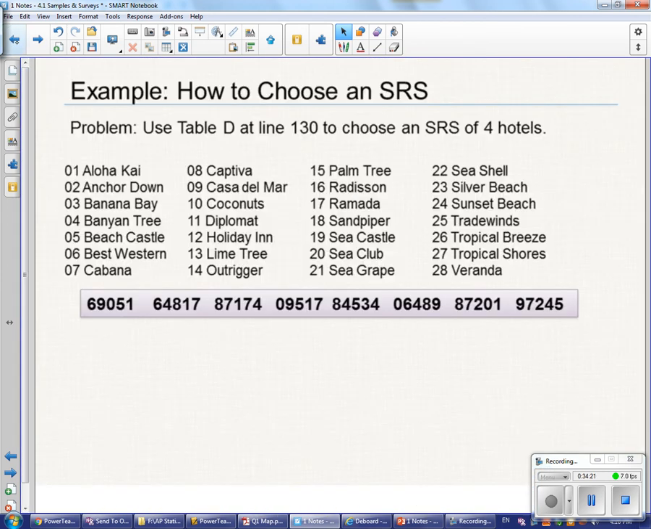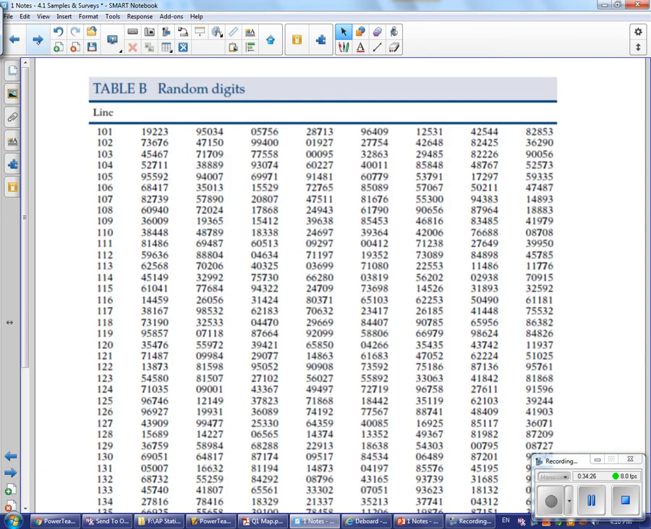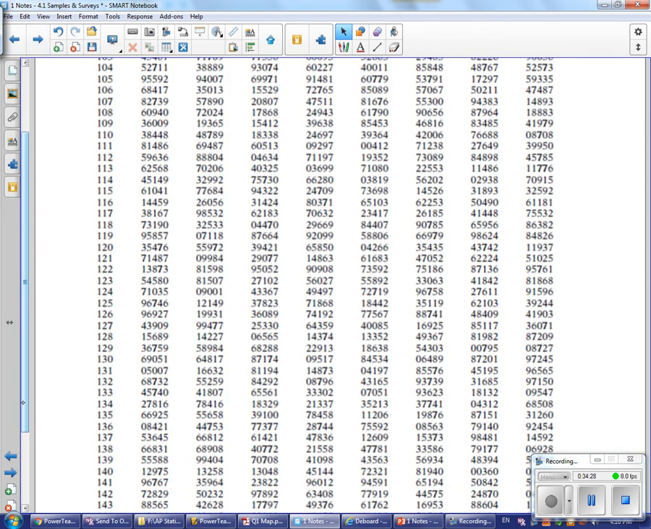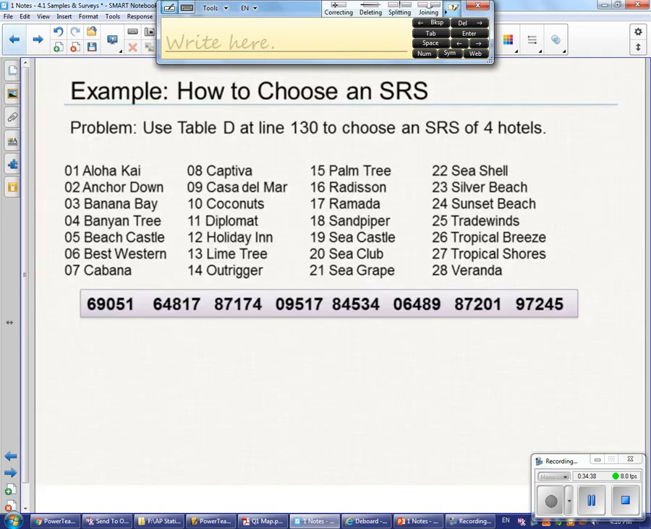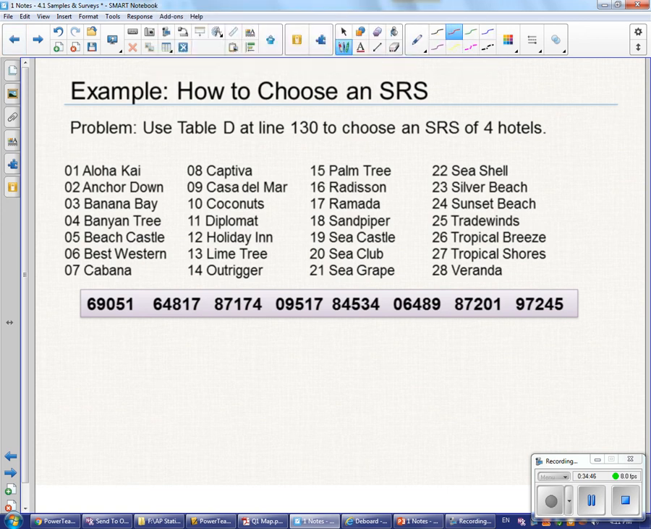And so we're given instructions to begin at line 130. So if I look at line 130 on my paper, you can see it starts just like this, 69051. All I did is just transfer the numbers onto the smartboard so I could do this all on one page. If I want to select 4 hotels, notice since there are 28 hotels, everybody has a 2-digit number. What I'm going to do is start at the beginning of my line and look at 2 digits at a time.